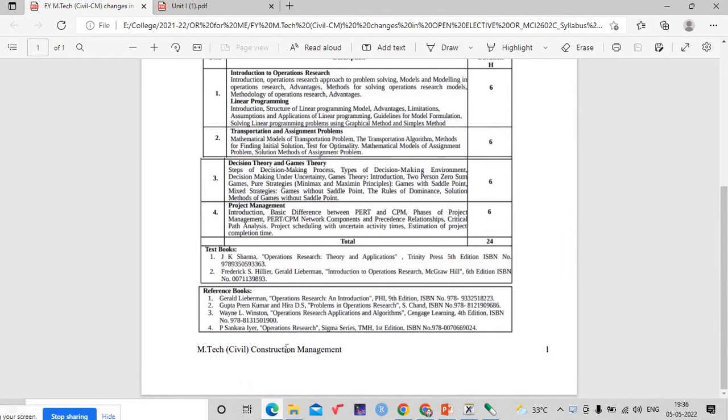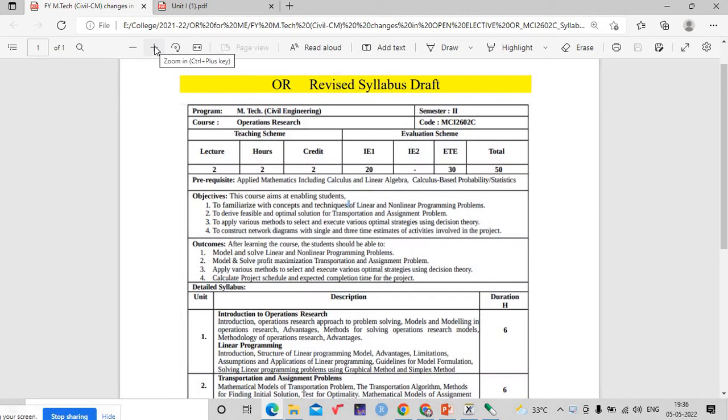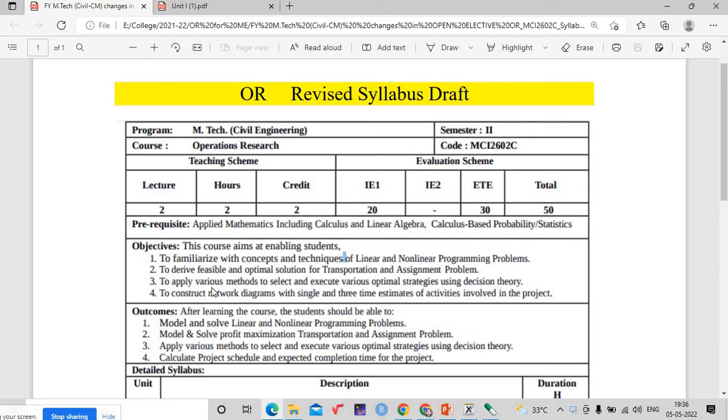So first of all, let me elaborate the syllabus to everyone. I hope the syllabus is visible. So this is your course, Operation Research, and it will be there in this semester for 50 marks. So total 2 credit course we are going to study in form of this Operation Research, and we have been allocated 2 lectures per week, including 2 hours, and the total credits are 2, as I told you.